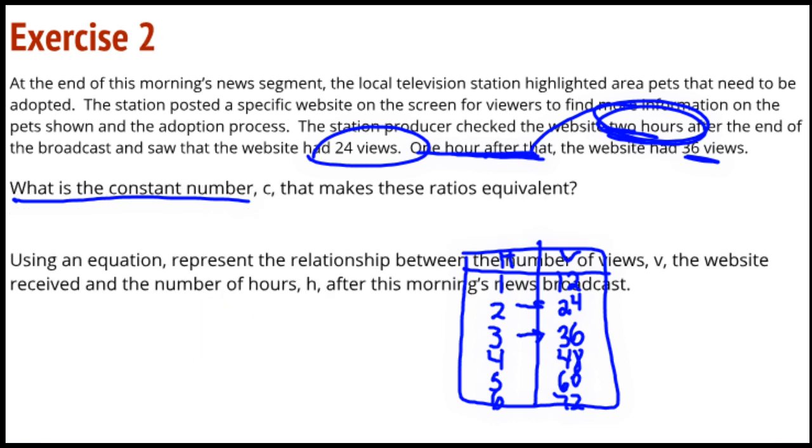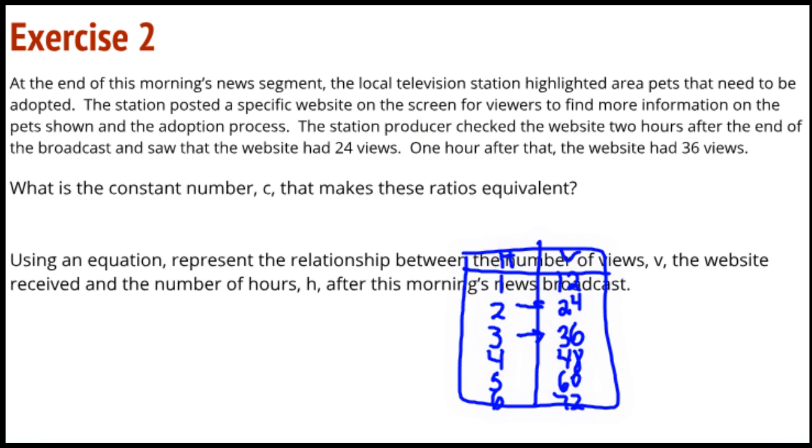Got my table. All right, so let's take a look here at the next set of questions. The first question is, what is the constant number that makes these ratios equivalent? Well, that's 12. We are taking the number of hours and we're multiplying it by 12 to get the number of views. So my constant is 12.